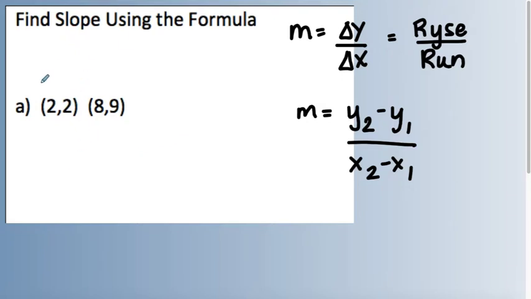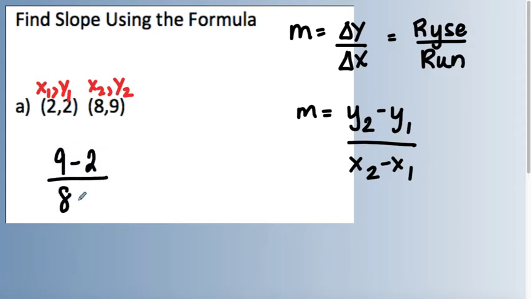Each of these points represents an x and a y. So this is an x and a y, and this is an x and a y. In math, the way we differentiate those is that we use x1, y1, and x2, y2. It really doesn't matter which one you call which. You can use whatever order you like. I tend to use the larger number as my y2. So I'm going to do 9 minus 2 all over 8 minus 2, and my slope would give me 7 over 6. That's how you use the formula. You just plug in the values and evaluate them at those points.